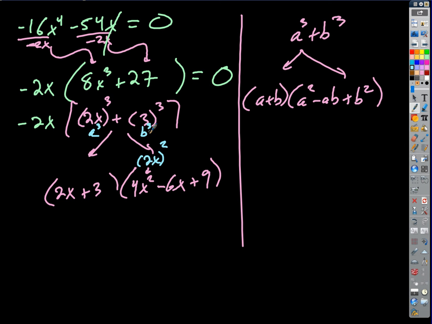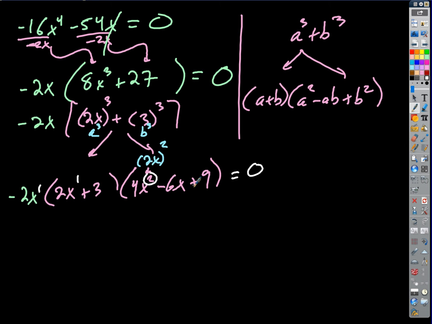Once we get it broken into the a cubed plus b cubed, then we can take advantage of that factoring pattern. And then out in front, we've still got our negative 2x, right? And the whole thing, don't forget, is equal to 0. Okay, now we've factored it far enough. Look at our factors. Our factors are linear, where x is to the first power, and quadratic, where x is squared. That's as far as we need to go. We can't factor that one anyway, can we?